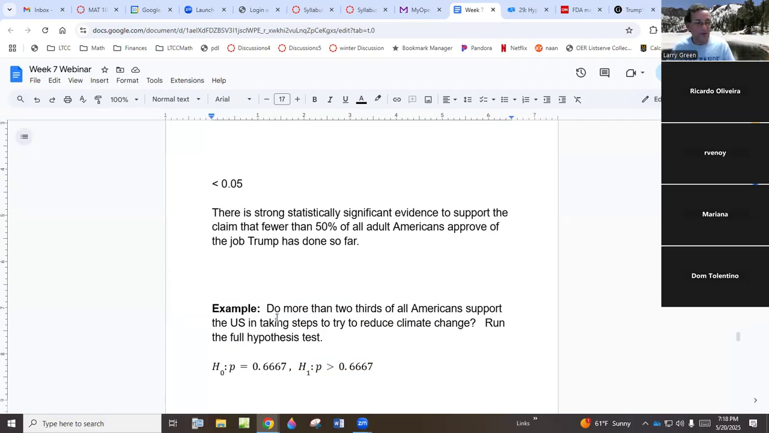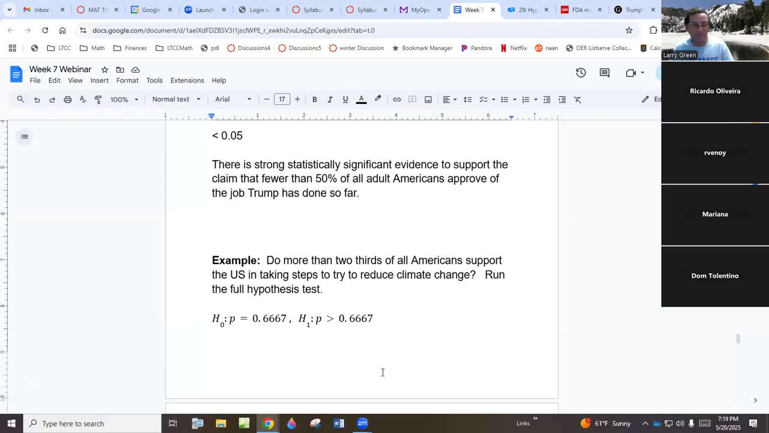Okay. So, do more than 2/3 of all Americans support the US in taking steps to try to reduce climate change? Run a full hypothesis test. Okay. So H naught is p is equal to 0.6667. I'm going to round because 2/3 is about 0.66667. And H1 is p is greater than 0.6667. Do you see that?